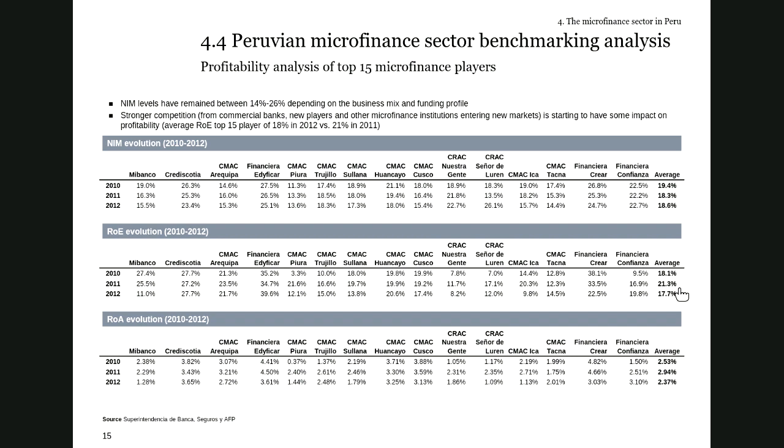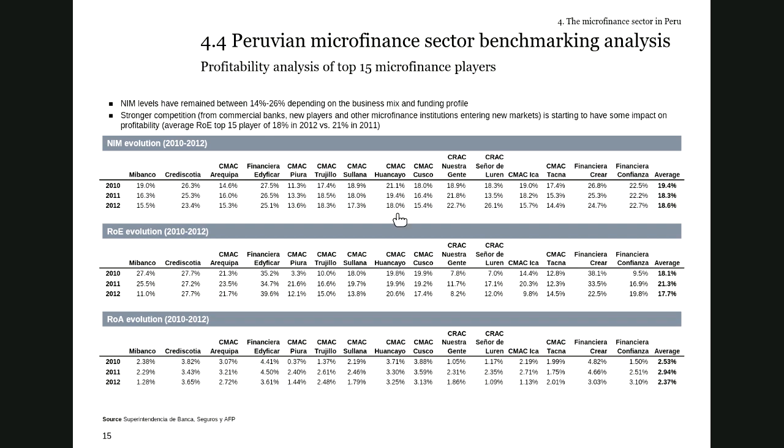Here you have a benchmarking analysis done of all the microfinance institutions, or the top 15 microfinance players in the country. So here you will have the evolution of some metrics. So for example, in the first blue line, you see the evolution of margins, net interest margin. In the second blue line, you see the evolution of ROE, return on equity. And in the third one, you see the evolution of return on assets. So 3 profitability metrics. The last 3 years, 2010, 2011, and 2012, for each one, what were their metrics and what was the average of the system.